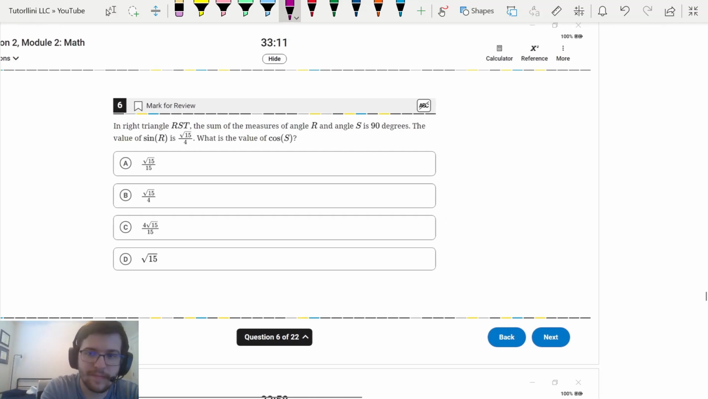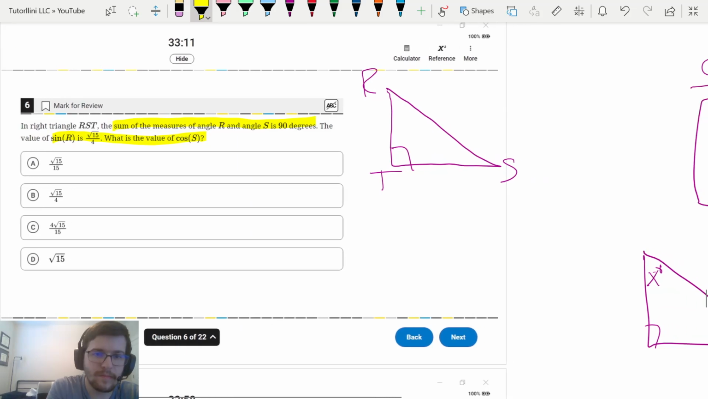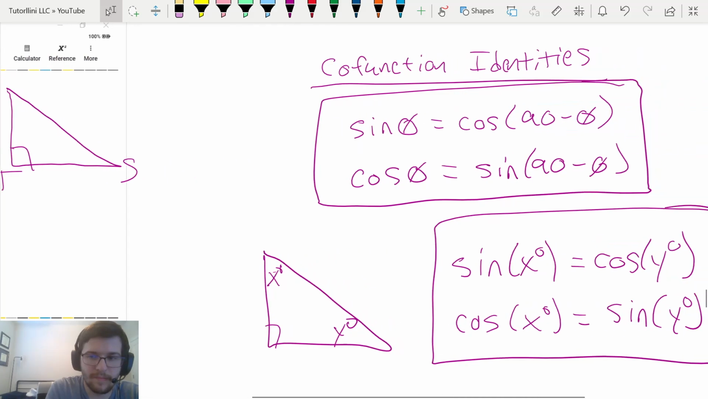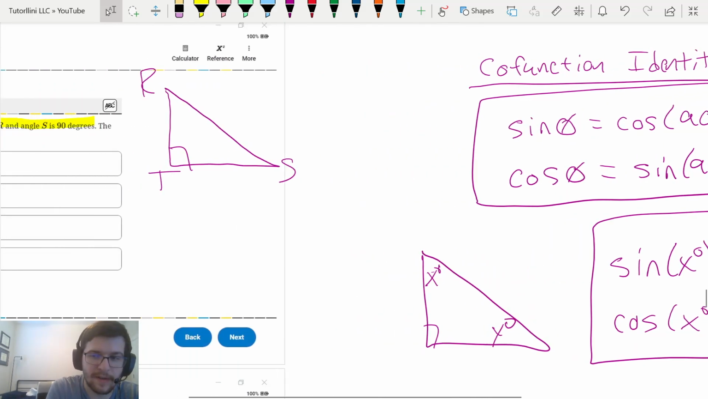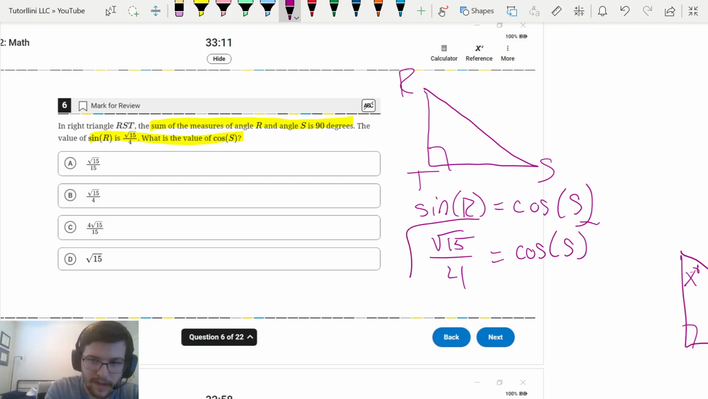So RST, it says the sum of angle R and angle S is 90 degrees. That means they're complements, and it also means they're the acute angles. So that means T must be the right angle, and R and S are the acute angles, the complements. So see how it's talking about sine R and cosine S? That's basically both of these equations. It's basically the first one, sine of x equals cosine y. So we can write sine of R equals cosine S, and sine of R is root 15 over 4, so root 15 over 4 equals cosine S. And that's it.